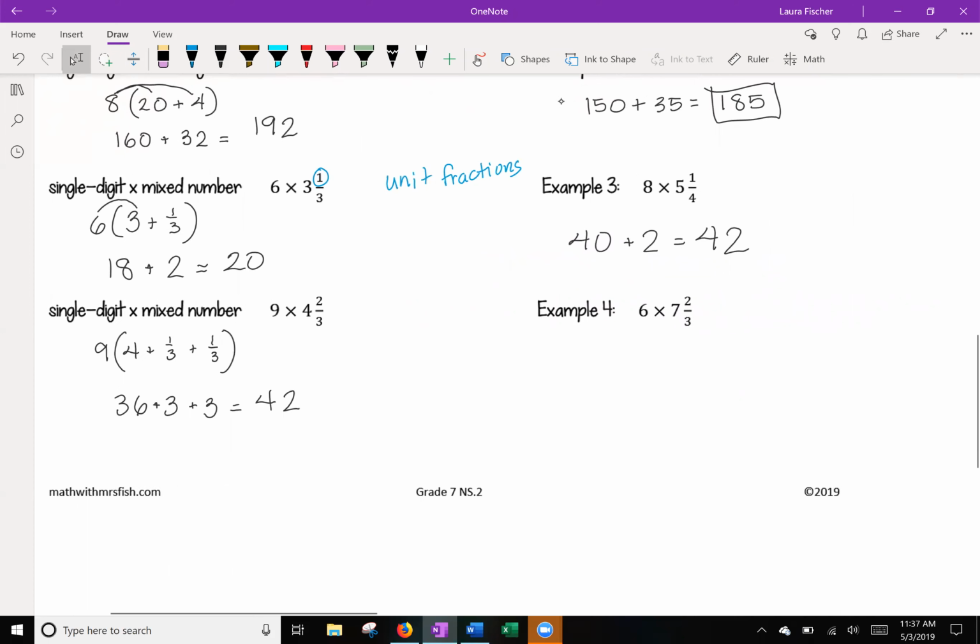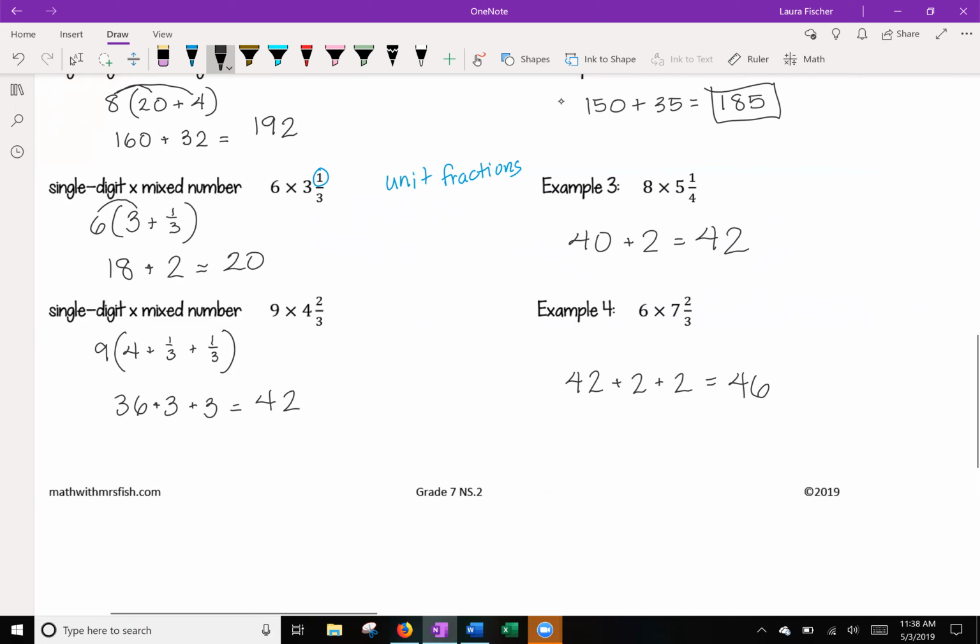Okay, so you try it. Giving you the head start. 6 times 7 is 42. I guess I like 42 today. And then 1/3 of 6 is 2. And 1/3 of 6 is 2. 42 plus 4 is 46. The answer is 46. And I hope you found this helpful.